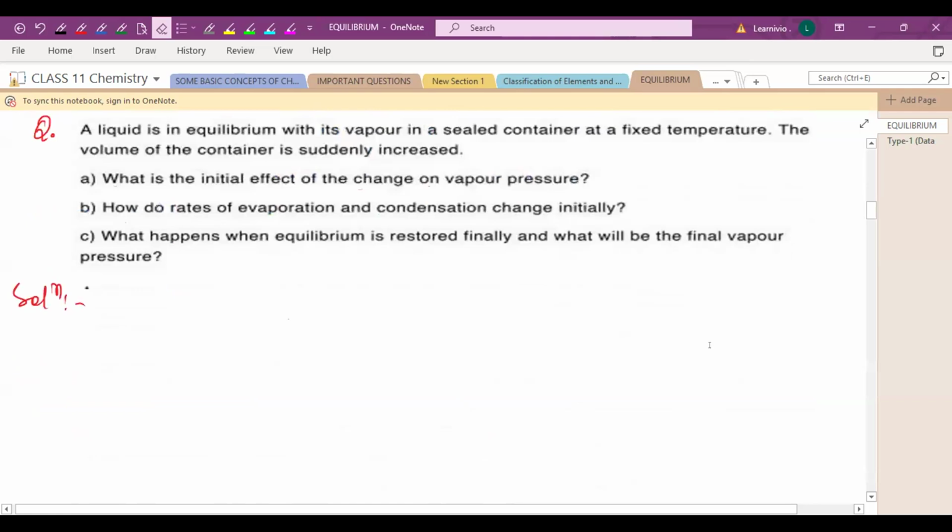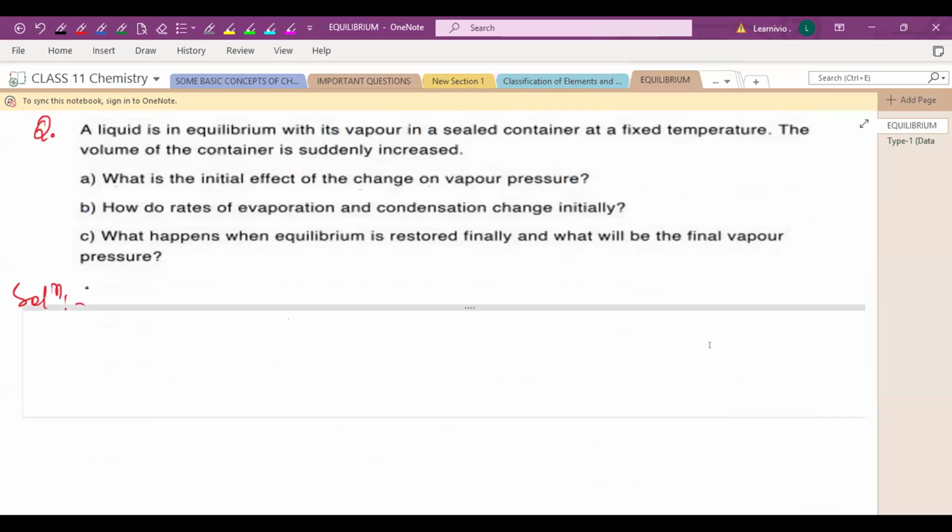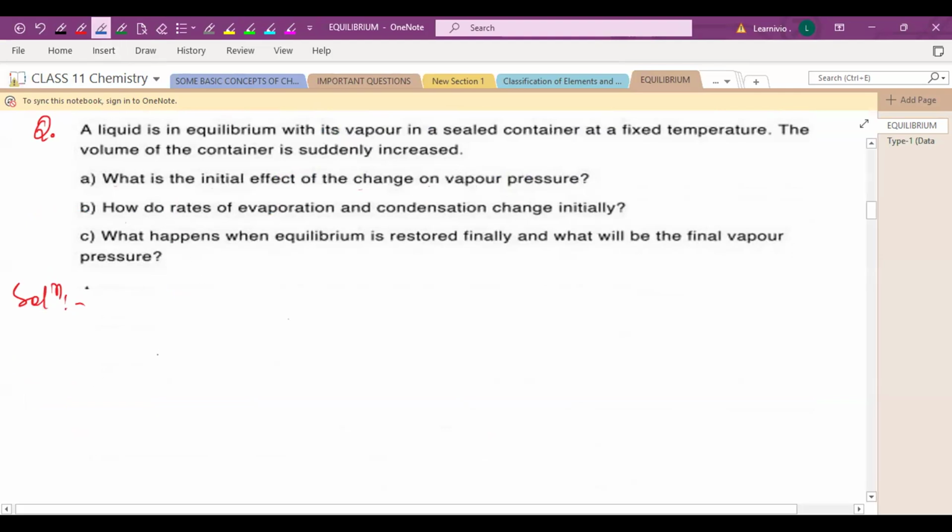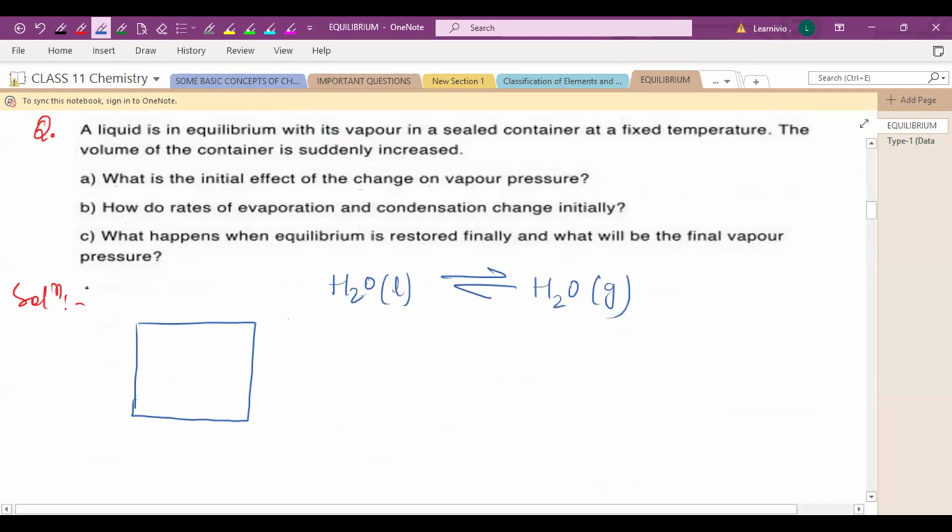Okay, so what is this question? A liquid is in equilibrium with its vapor in a sealed container at a fixed temperature. Suppose this is a container, and in this container a liquid is in equilibrium with its vapor. It means H2O in liquid form is in equilibrium with its vapors. So that will be the reaction. Now this is a container and the temperature is constant.